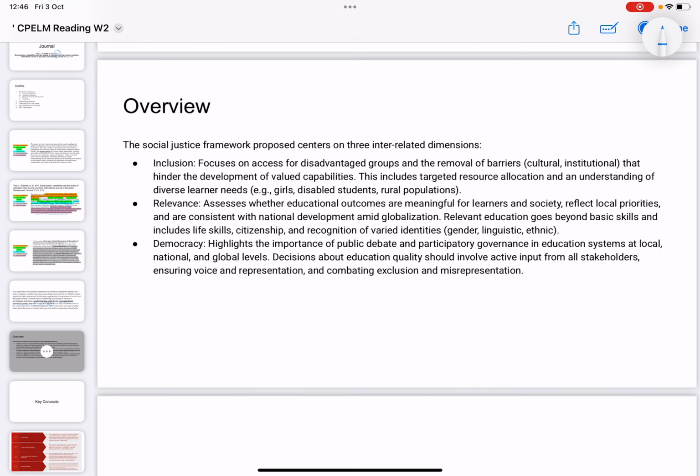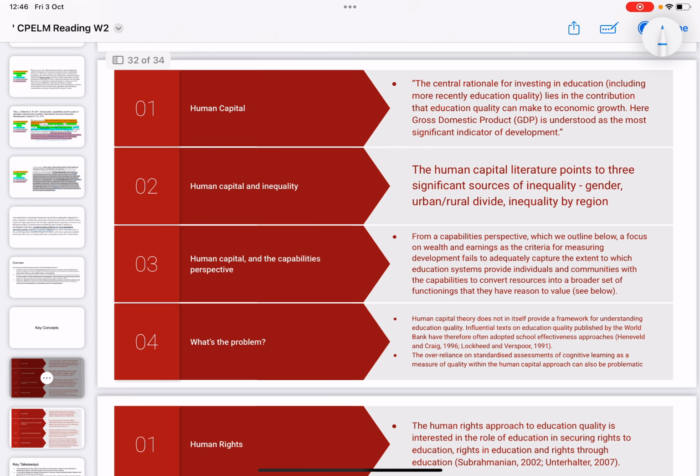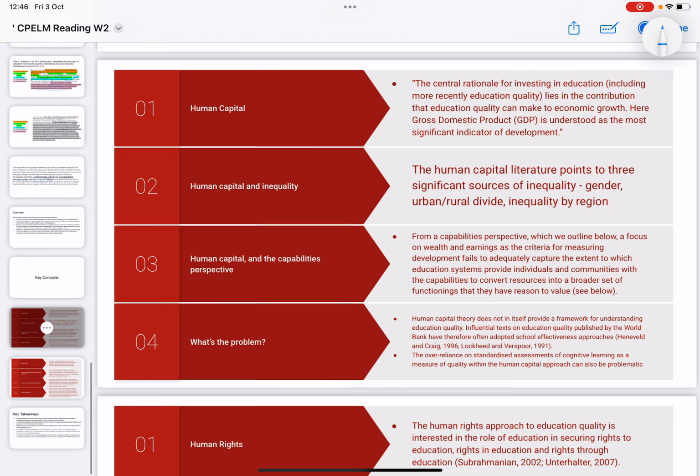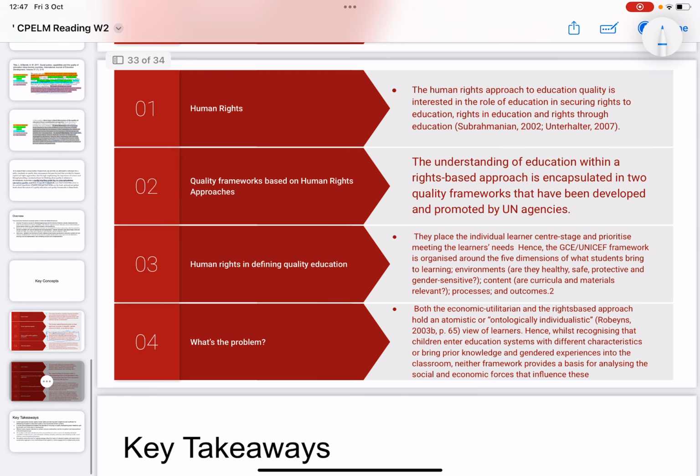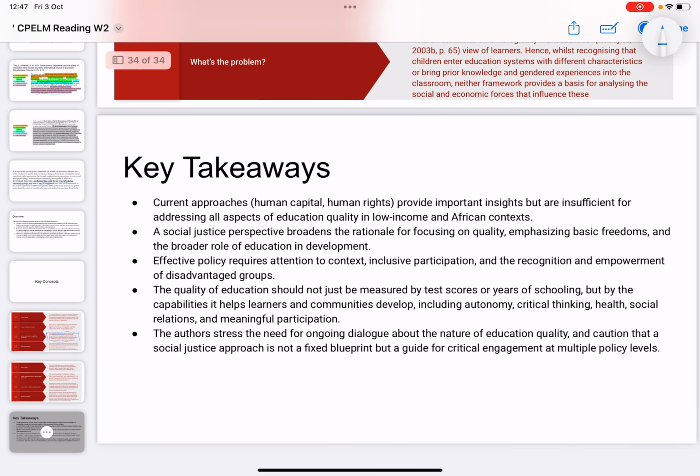So here's the overview of this paper. This slide, you can look into it later. And these are some key concepts from the paper. There's the human capital and inequality, and the capabilities perspective. So this is a whole new body of work from a capabilities perspective, which we outline below. This is extremely important if you're talking about capabilities in social justice. And again, more here and some key takeaways from the paper.